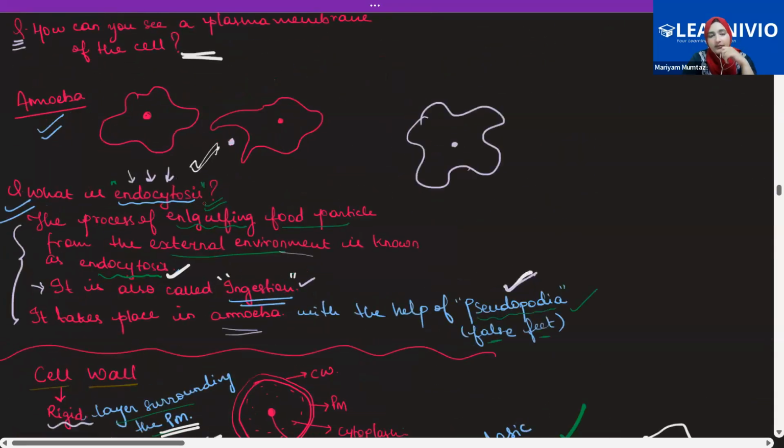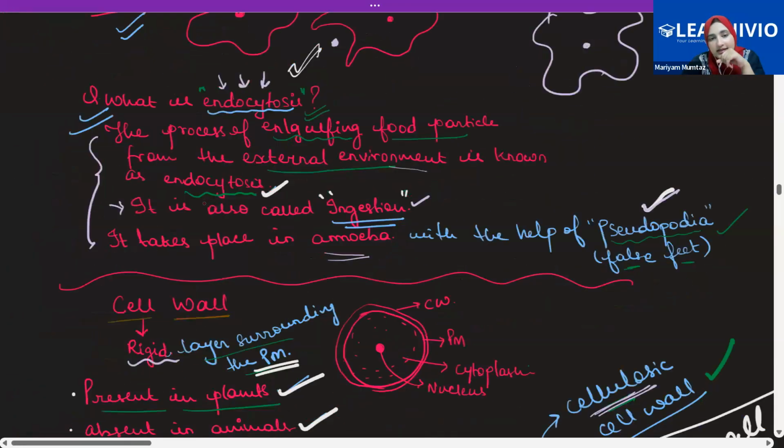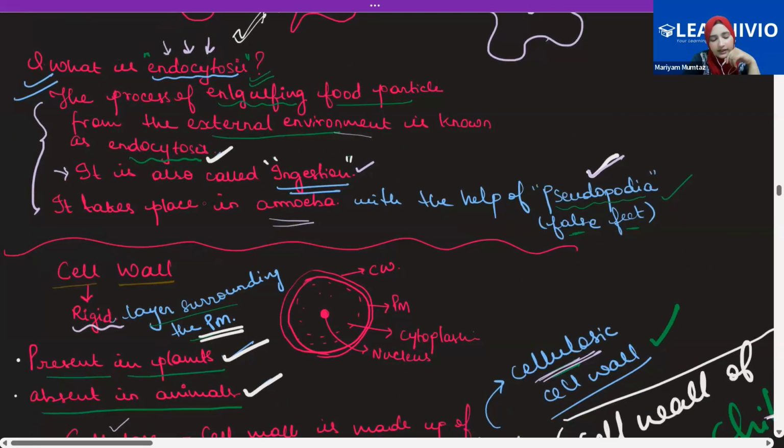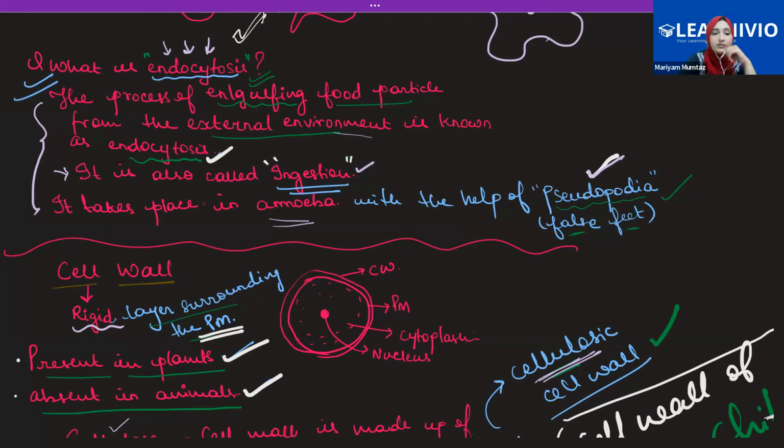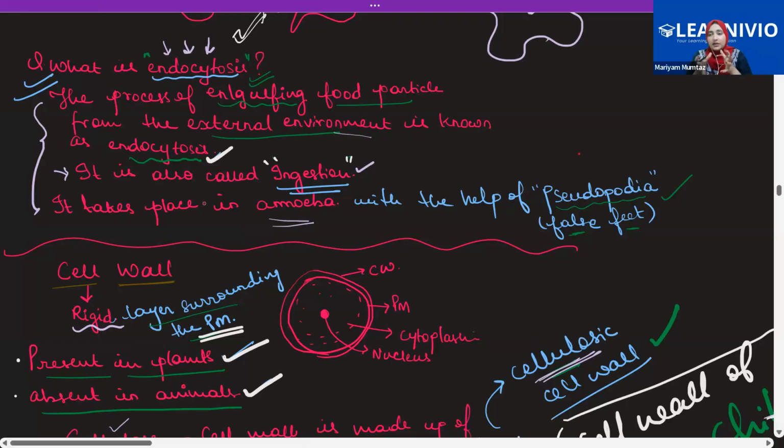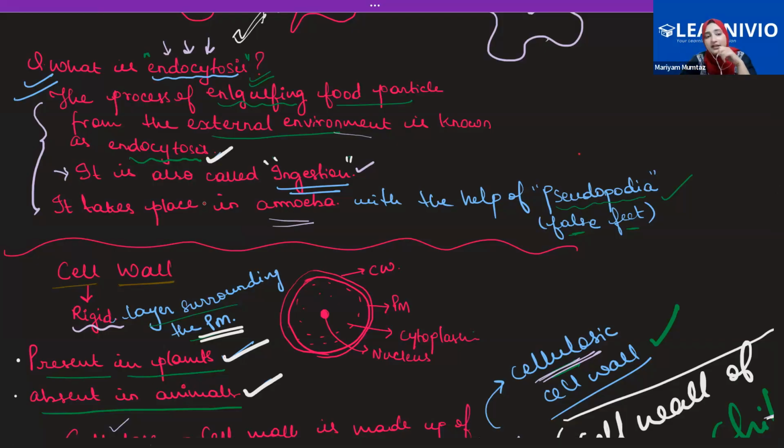Another name for endocytosis is ingestion, the taking in of food. It takes place mostly in the case of amoeba with the help of pseudopodia. What is pseudopodia? The false feet, with the help of which the organism is able to take in food from the external environment. That is what we are terming as endocytosis here. Any doubts?